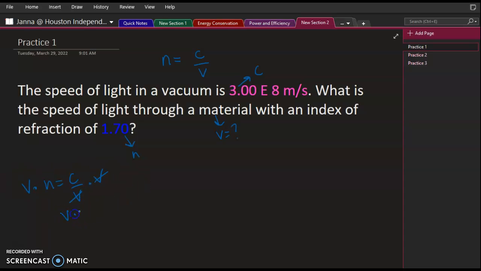Then this becomes V times N equals C. Divide by N on both sides, and you've isolated your unknown, V equals C over N. We'll plug in now 3e8, that's meters per second, units on top, a unitless 1.70 on bottom.